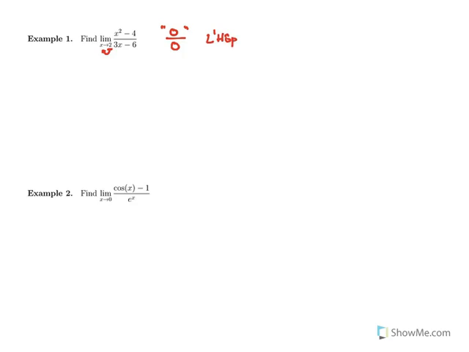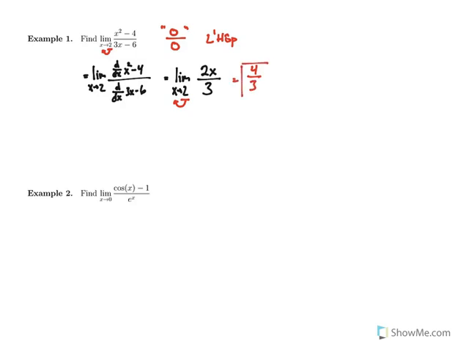So L'Hopital's rule here says that we're going to rewrite this limit as the derivative of the top over the derivative of the bottom. And that's going to give us the limit as x approaches 2 of 2x on the top and 3 on the bottom. Now, when we plug in 2 in for x, note this is a brand new problem now, we get 4 over 3. That's a real number, that's our answer, and we're done.